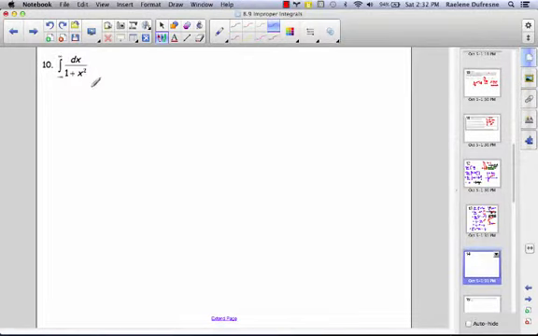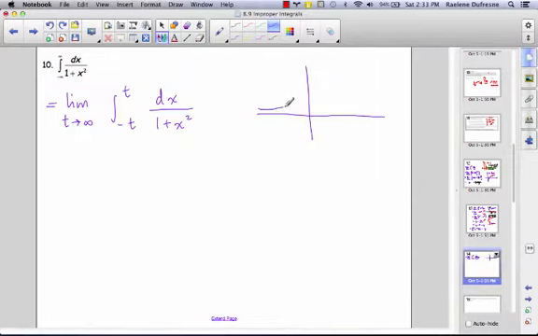In number 10, we are going to look at the definite integral from negative infinity to infinity. In this case, we have to set up a limit as t approaches infinity, and we can take the definite integral from negative t to positive t of dx over 1 plus x squared. Now the graph of 1 over 1 plus x squared is what we call the normal distribution. It's a rational function, but it has no vertical asymptotes because we have no possibility of the denominator being 0.